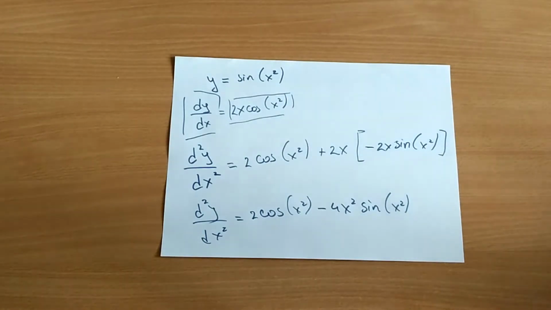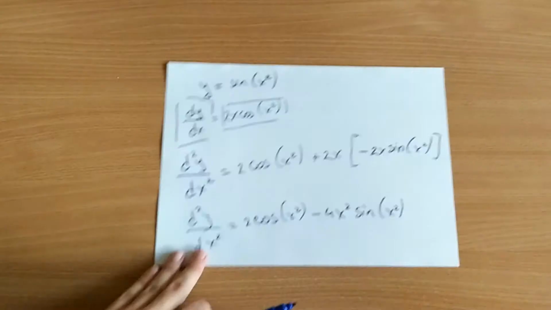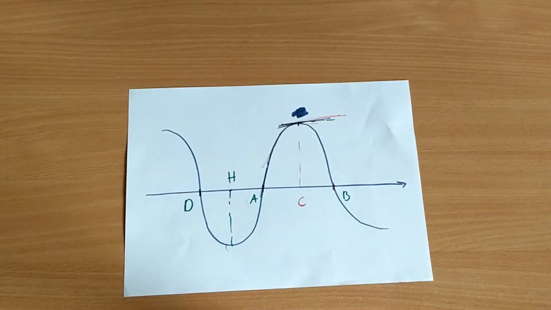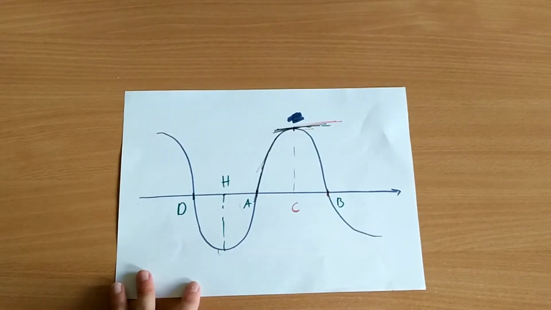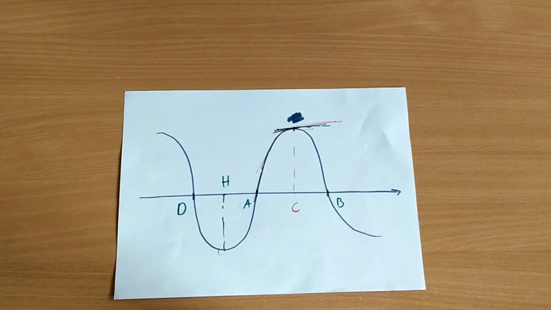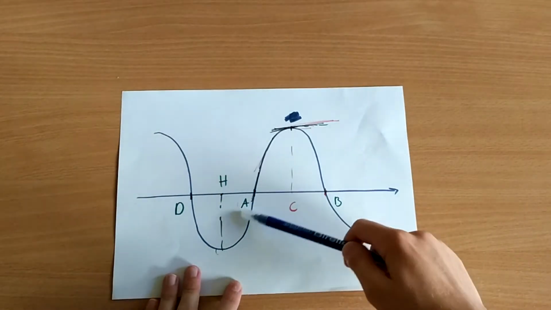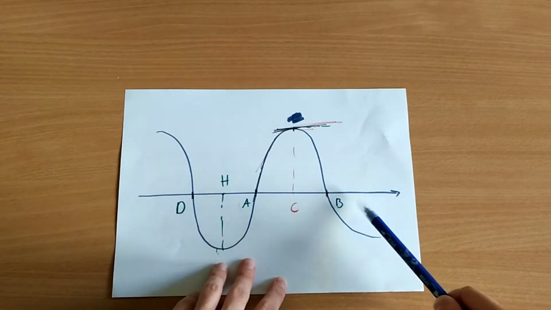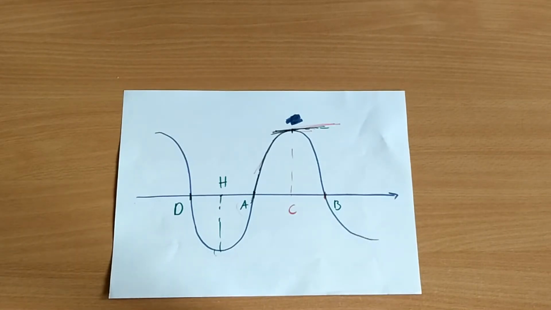Now let's look at something a little bit different. This is a graph of a function, and we're going to look at this part of the graph from the point A to the point B. So what is the first derivative? First of all, the first derivative tells us the slope of the function. So from A to C, we can see that the first derivative is positive, while on the interval from C to B, we can see that the first derivative is negative.